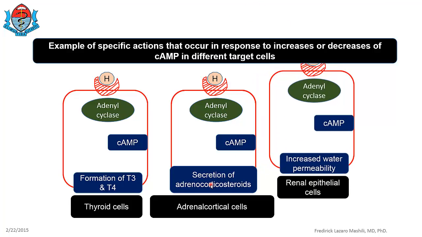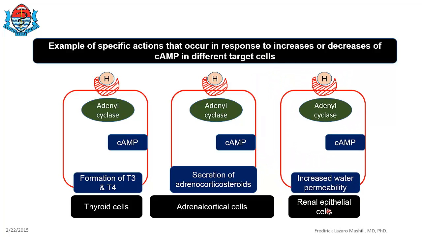Again, if this happens in renal epithelial cells, you have vasopressin or ADH binding to its receptors within the renal epithelial cells, activating adenyl cyclase, conversion of ATP to cyclic AMP, and then you have a biological response. In this case, it is increased water permeability. So what you can see here is the same mechanism, but different biological responses based on the hormone and the cell types. Note.